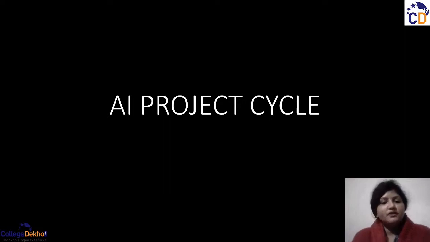Good evening, everyone. Today's session is on the AI project cycle. What is the AI project cycle? It is the artificial intelligence project cycle. How are we building software that is AI enabled, and what are the different steps that need to be taken while building AI software? So let us begin with the session.